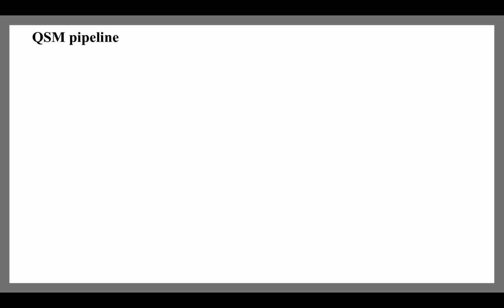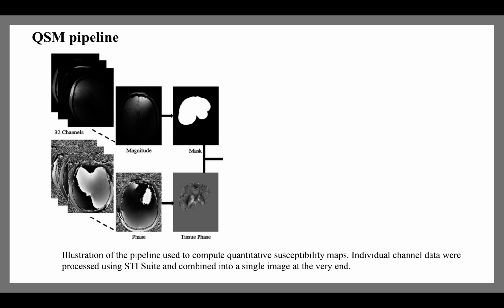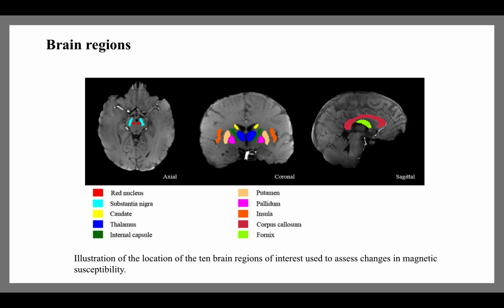Data were acquired from 32 channels. Magnitude data were individually processed for mask. Phase data were unwrapped and background phase was removed to calculate tissue phase. At the end, mask and tissue phase were used to generate combined susceptibility data. Figure shows the location of selected 10 brain regions for this study. Manual segmentation was performed for each participant for the selected 10 brain regions.